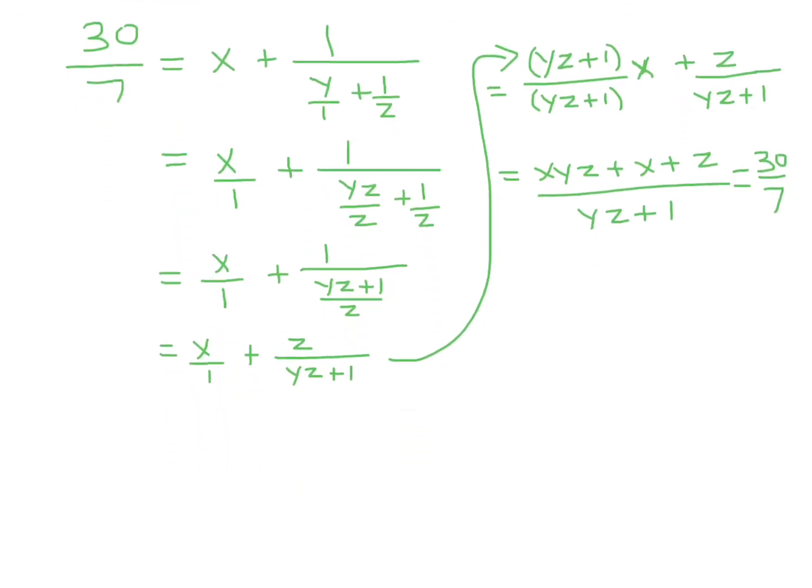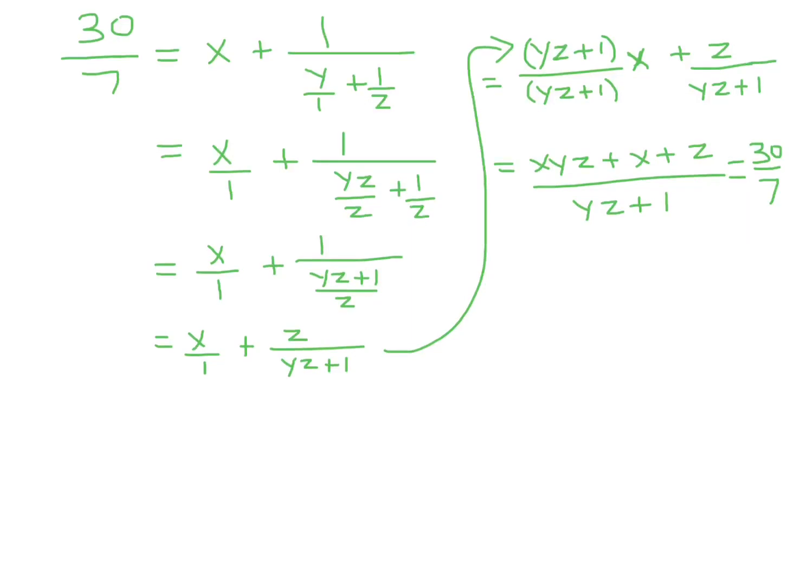Now, does that help us in any way? Well, let's look at the bottom, the denominator. We have yz plus 1 is equal to 7. So that means that yz is equal to 6. That's about as far as we can go.